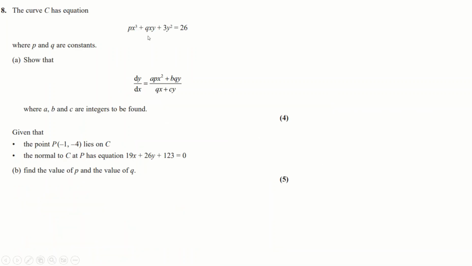So the curve C has equation this, show dy by dx. So there are x's and y's all muddled up here, so this means implicit differentiation. Of course, when we differentiate the x bits, it's all good. It's just 3px squared, and then here is a product. So we differentiate the x, differentiate that to get qy, because x just differentiates to 1, and then leave the x alone to get qx.